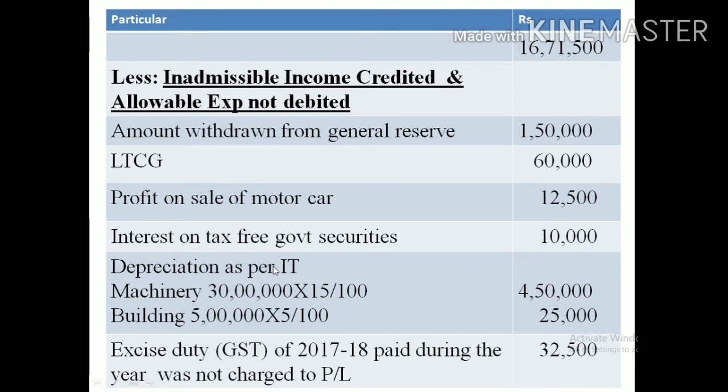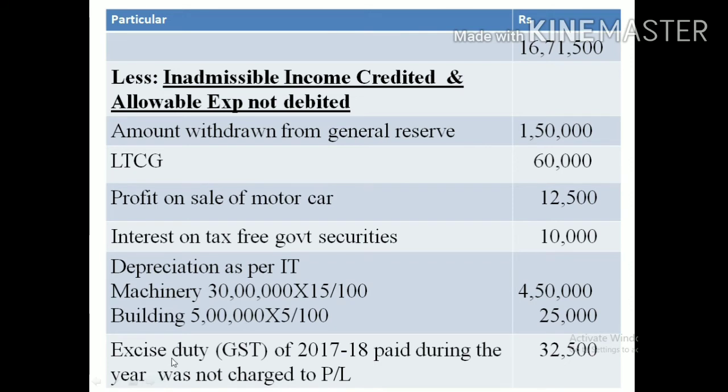Then depreciation as per IT. Here they have given indirectly the value of the asset, okay, we should calculate. Take value of machine is 30 lakhs, there is no specified rate of depreciation, so we go for the standard rate as per IT, 15%, calculate that, 4,50,000. Then building, the value of asset is 5 lakhs, and that percentage is how much? 5, that is 25,000. This is the depreciation as per IT.